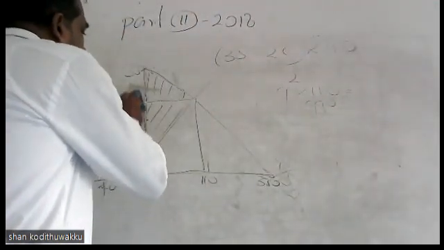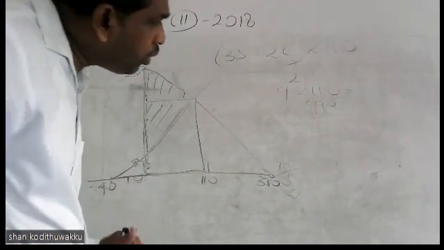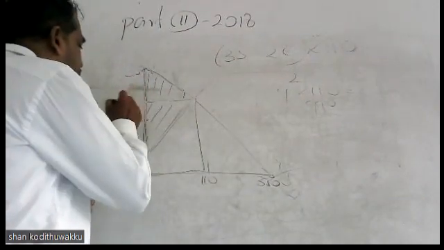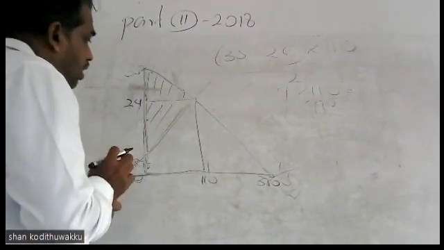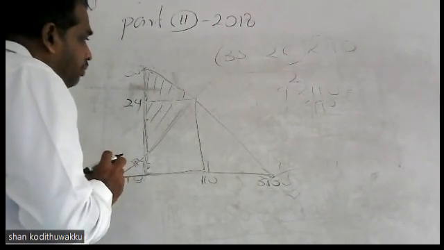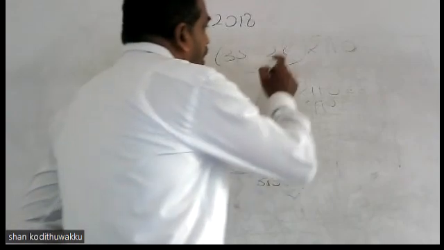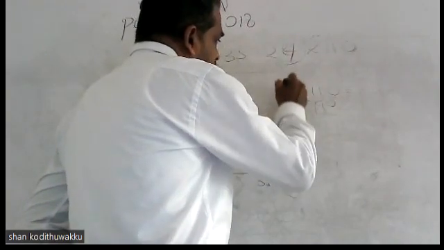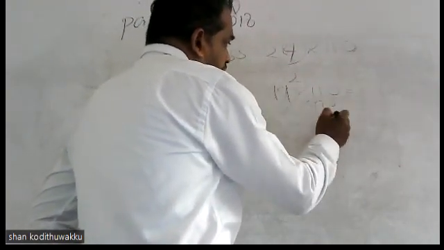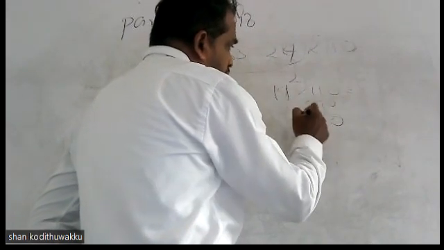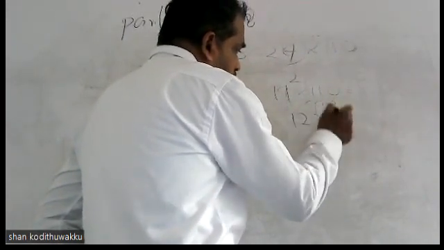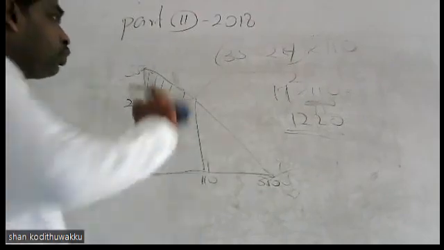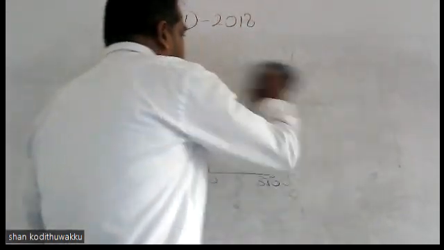Here, the market equilibrium price we found is 24. Okay, 24. Sorry, market equilibrium price is 24, not 26. Earlier the market equilibrium price was 24. Therefore 35 minus 24 is 11, not 9. 11 into 110, 11 into 11, 121, so that is 1,210. 1,220 is the consumer surplus.